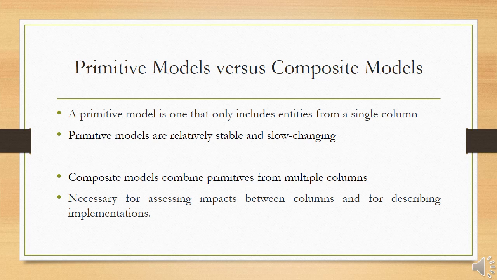Composite models combine the primitives from multiple columns. An example is a matrix that shows relationships between primitives, such as processes versus data. With that matrix, you can answer the question, which processes use which data? Composite models are necessary for assessing impact between the columns, such as what data is manipulated by which process, and for describing the implementations.